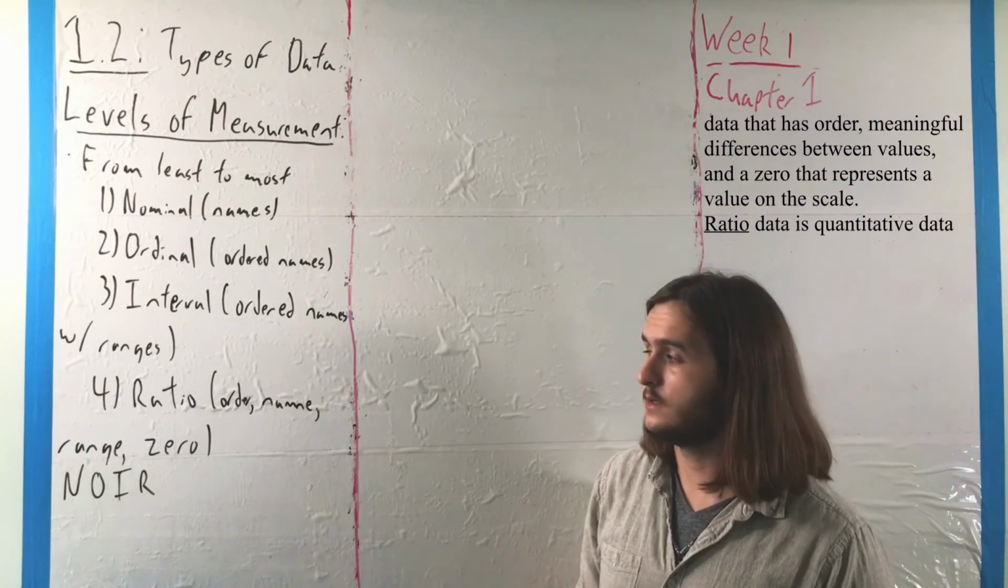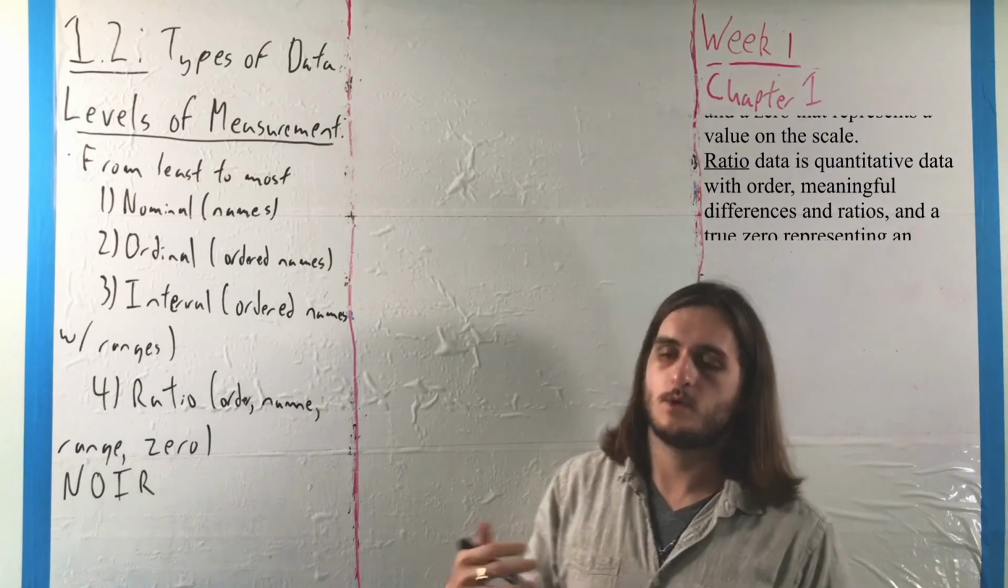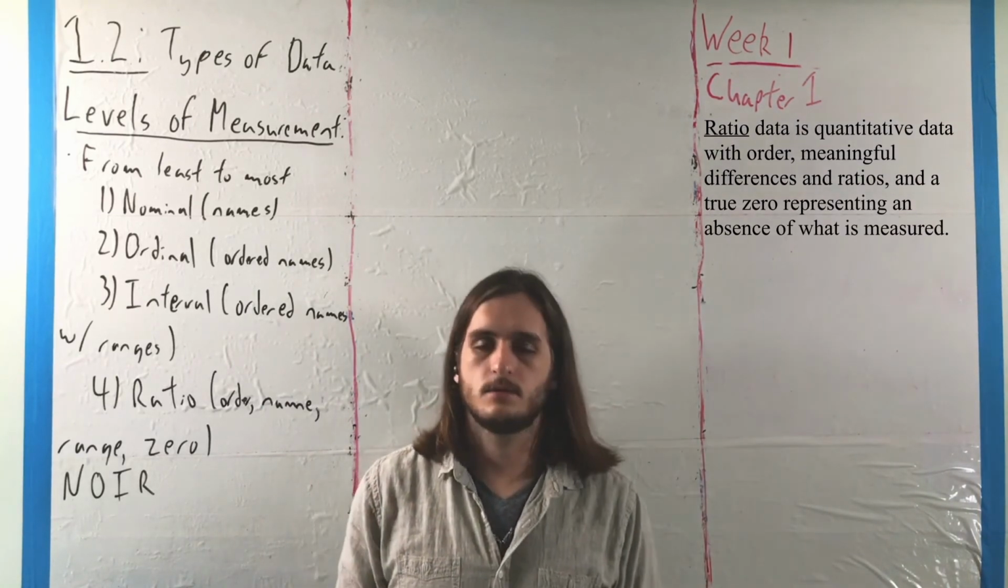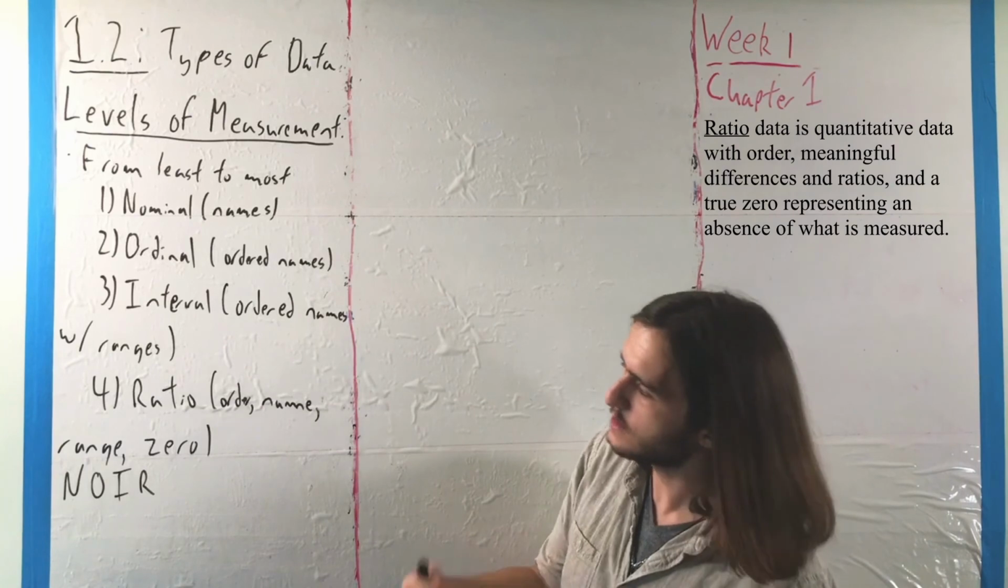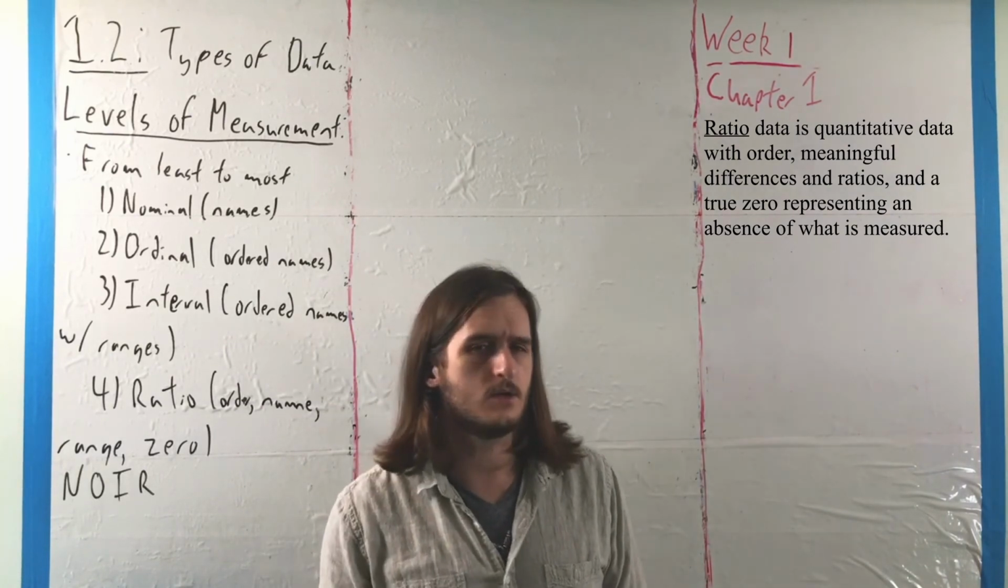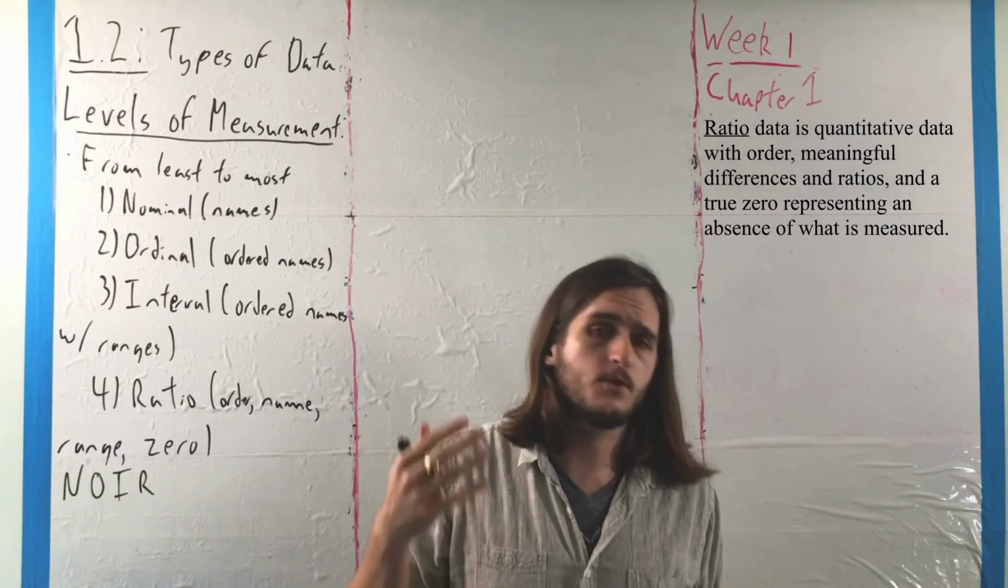And then if we want to take it one level further, we can go on to ratio. When we're looking at ratio data, we have names, we have order between the names, we have a range between the values, and we have a meaningful true zero.